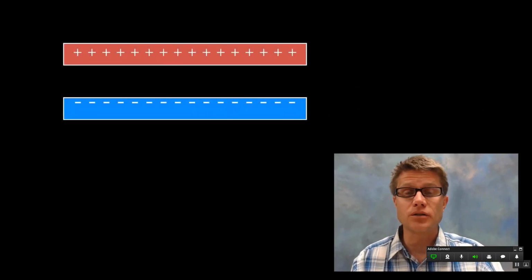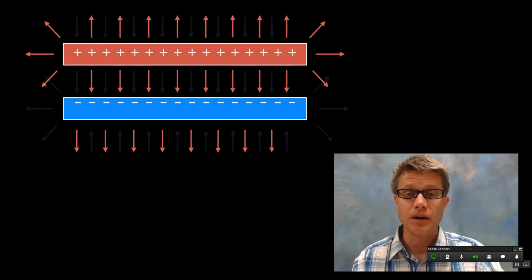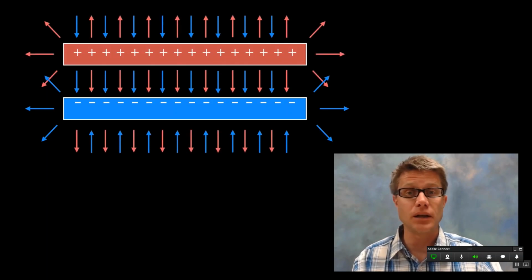So in order to look at the electric field of parallel plates, it's sometimes easier to look at them individually. If we look at the positive plate and we draw the electric field lines, it's going to look like that. It's all moving out from the plate. And now if we draw the negative, it's going to be moving towards the plate. And so if I now simply combine those two, it's going to look like this.